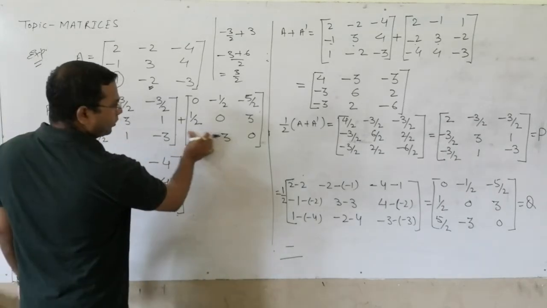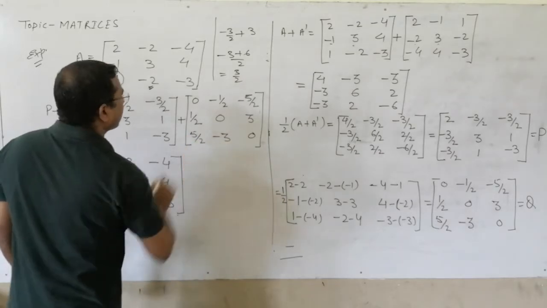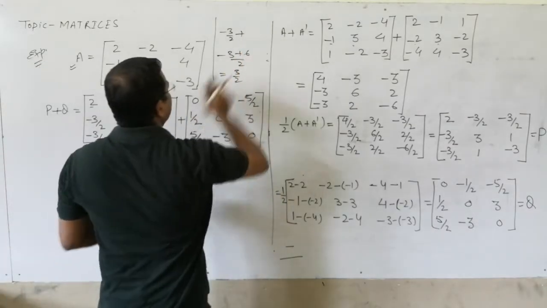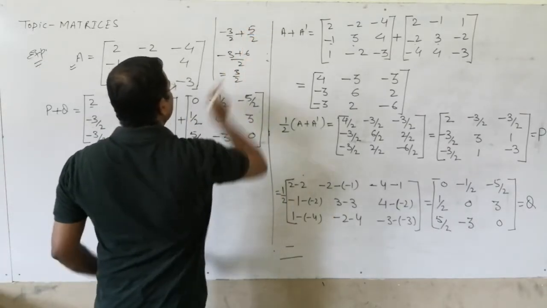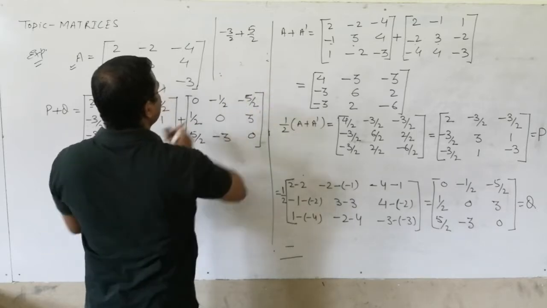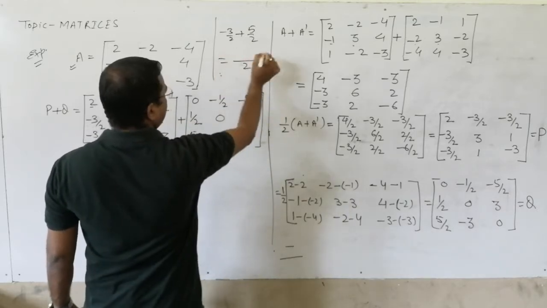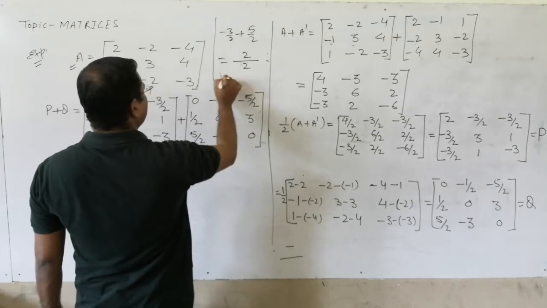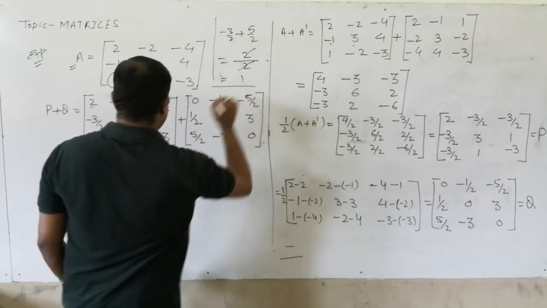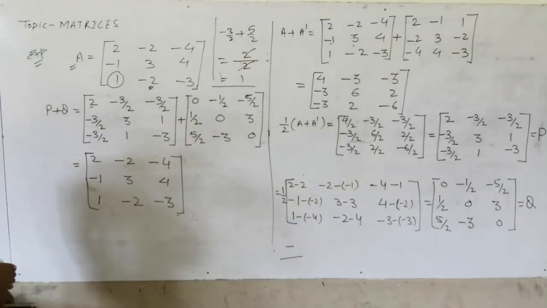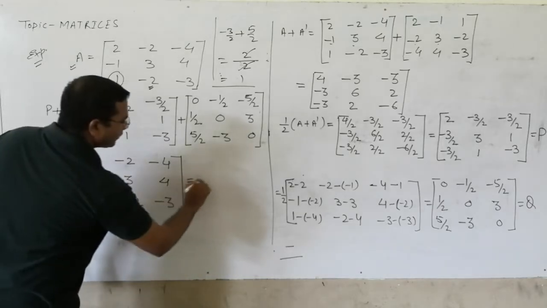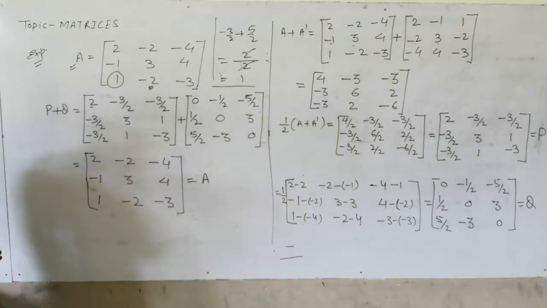This is 5 upon 2. And let us see now, if you will put up here 5 upon 2, so what you will get? Then you will be getting 2 here, and here also you will be getting 2. 2 divided by 2, it is 1. So, now it is 1. See now, this is equal to matrix A.